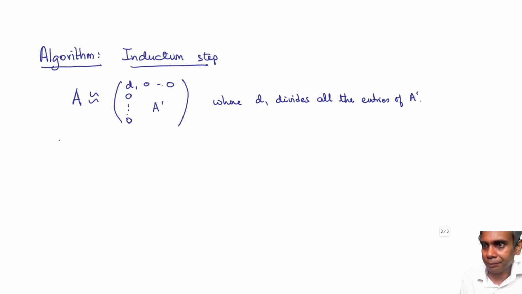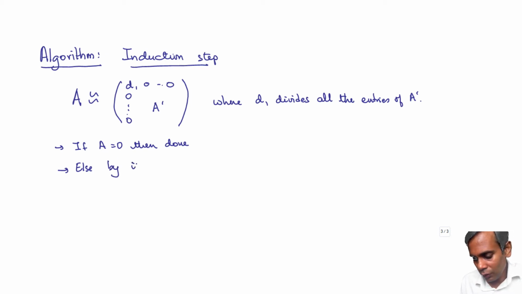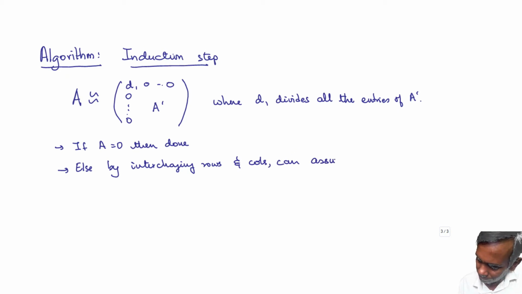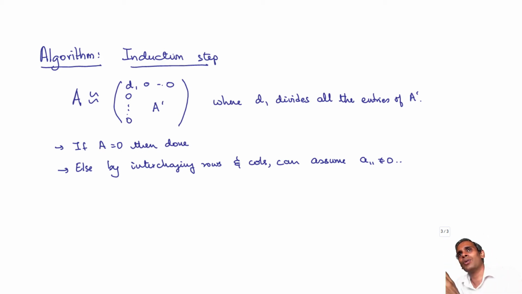So firstly, here's the algorithm. If A is 0, then you're done, right? Do nothing. Otherwise, by interchanging rows and columns, we can assume that A11 is not equal to 0, because there will be some non-zero entry somewhere in A. By interchanging rows, you move it up to the first row, and then by interchanging columns, you move it to the 1,1 place.